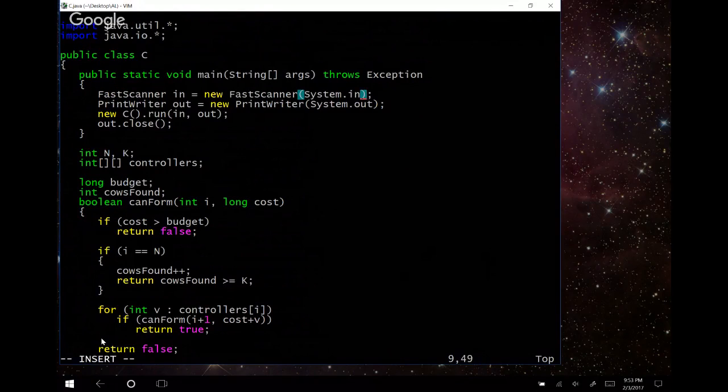If you haven't done USACO before, you actually have to read from and write to a file. So I'll put in some file code real quick. I have a file input stream called roboherd.in, and I have to write to a file called roboherd.out. And that should work.